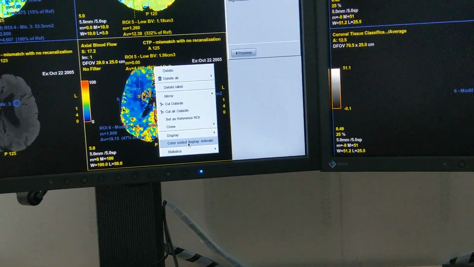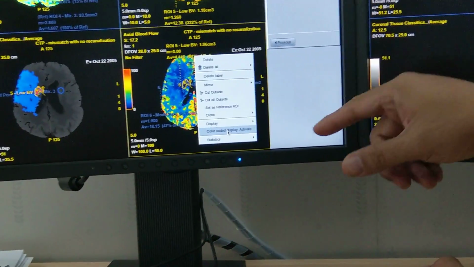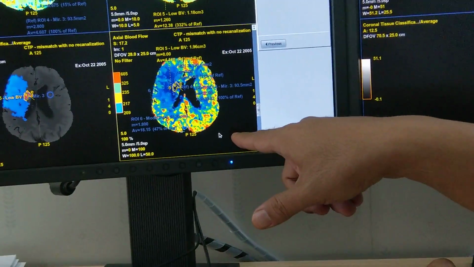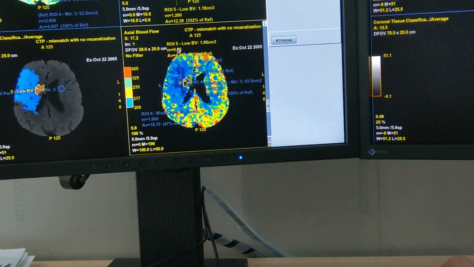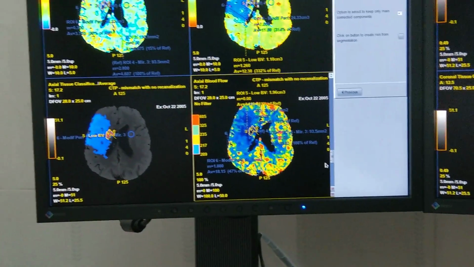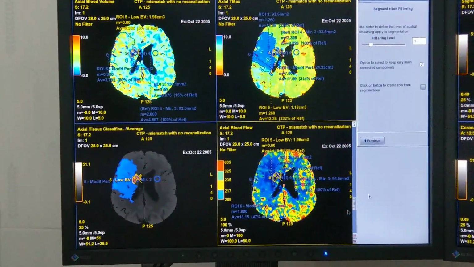Where is it? Can't remember. Can you click it? Oh no. How to change color? Cannot. It's too many, so I'm confused already.